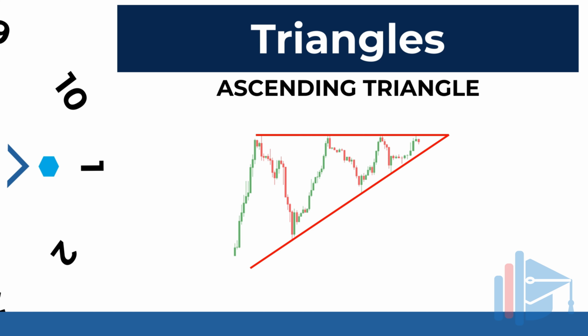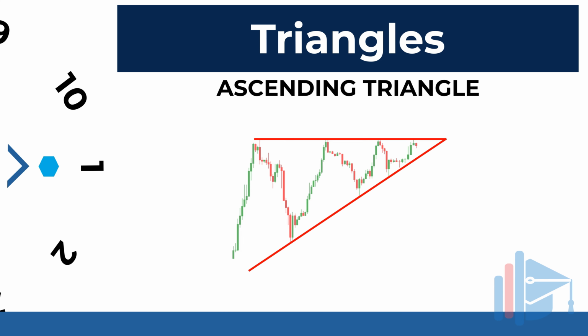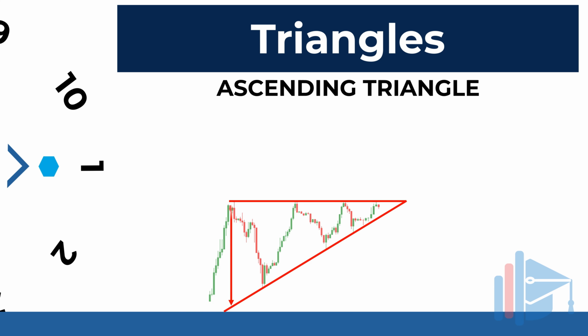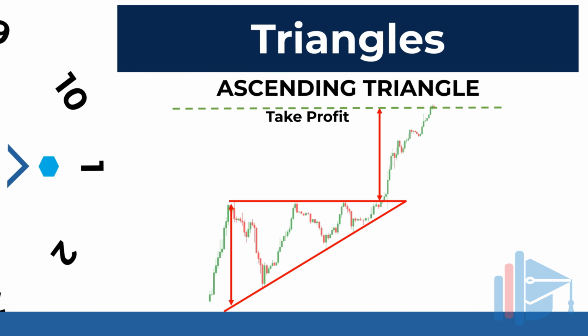Ascending triangles can act as either reversal or continuation patterns, depending on the preceding trend. However, they are generally considered to have a higher probability of a bullish breakout. To trade this pattern, measure the widest vertical distance of the triangle and project this distance upward from the breakout point to establish a price target.